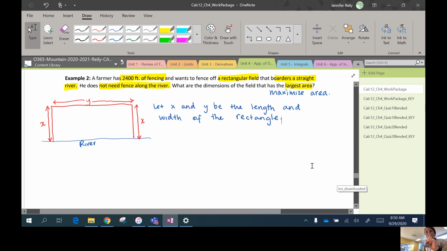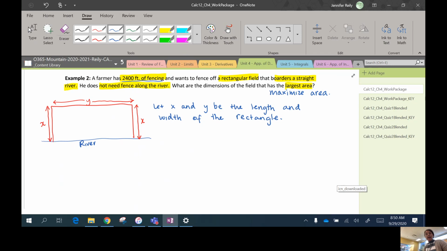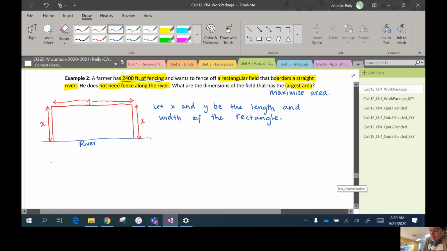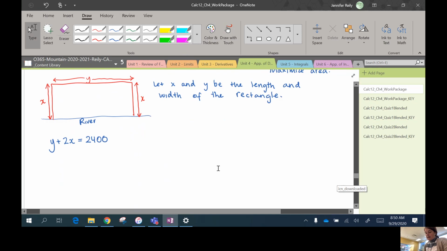Okay, next step, step 2. We want to write an equation that relates X and Y. So what do we know about X and Y? Well, we know that there's 2,400 feet of fencing that we want to use here. So all of those lengths added together should be 2,400. So we have Y plus 2X equals 2,400. Okay, so that's step 2 done.